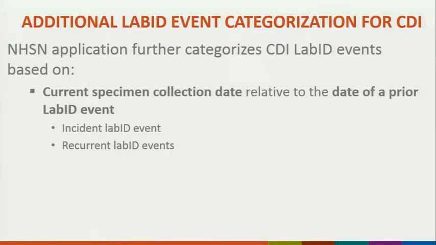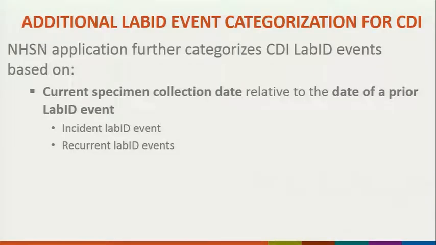So additionally, the NHSN application further categorizes CDI lab ID events based on current specimen collection date relative to the date of prior lab ID events. So you have incident lab ID events, which would be the first event entered for a resident while in the facility, or a specimen collected greater than 8 weeks after the most recent CDI event. And recurrent CDI lab ID events would be events that are collected between 2 to 8 weeks after the last CDI lab ID event.